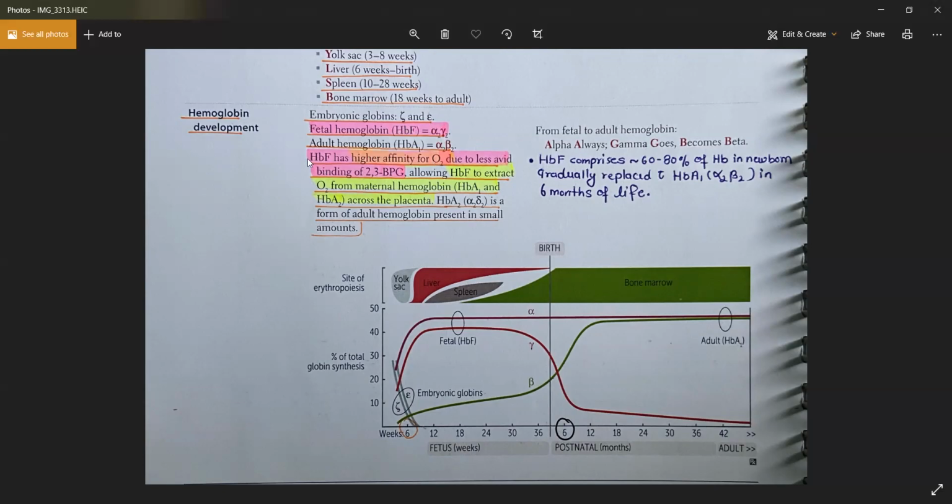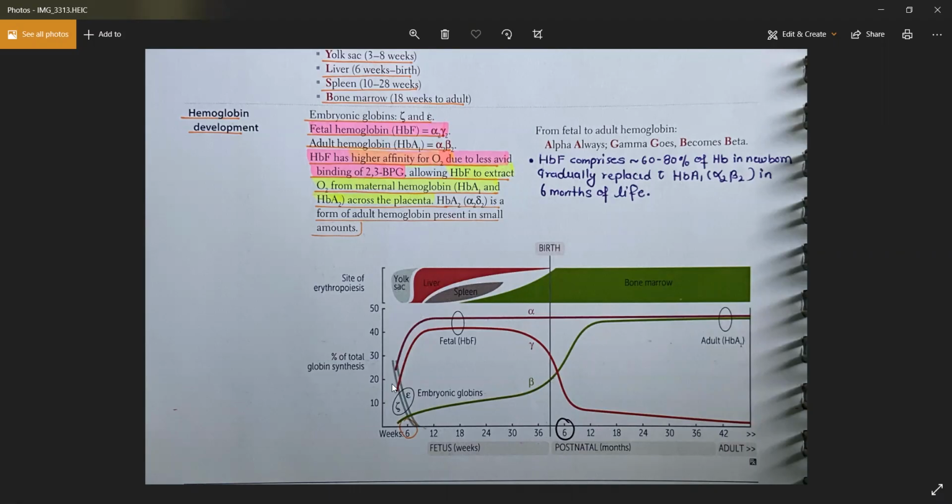And this HbF has a higher affinity for oxygen. You guys know about the 2,3-BPG, which is 2,3-bisphosphoglycerate. It decreases the affinity of hemoglobin for oxygen, right? So the fetal hemoglobin in the RBCs has less affinity for binding to the 2,3-BPG, right? And as a result, they have a higher affinity for oxygen, because if less hemoglobin binds to the 2,3-BPG, then more hemoglobin can bind to the oxygen, right? So this fetal hemoglobin has more affinity than the adult hemoglobin, which is HbA1, and that is the reason how the fetus blood can easily extract the oxygen from the mother's blood.